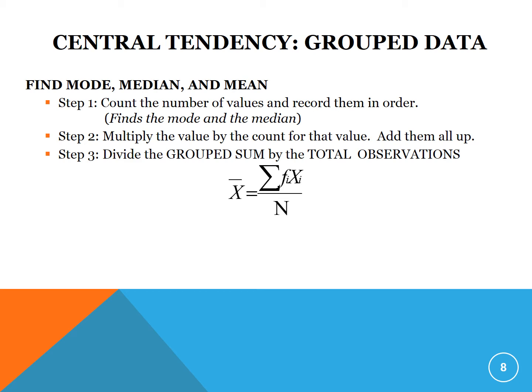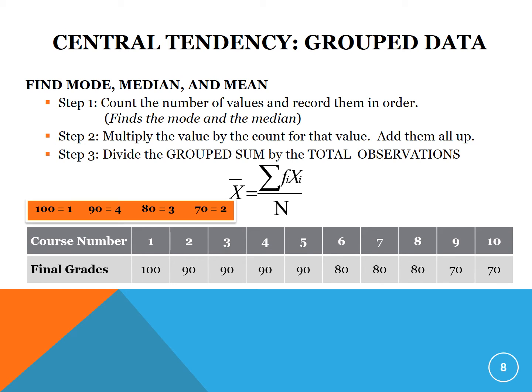All right. So, how do we get the mode, the mean, and the median when we have grouped data? Well, first off, let's find the data. So here's data, and we can group this in a certain way, right? We can see that there are 4 90s, 1 100, we've got 3 80s, and we've got 2 70s.